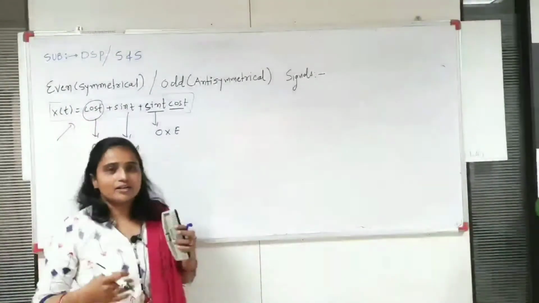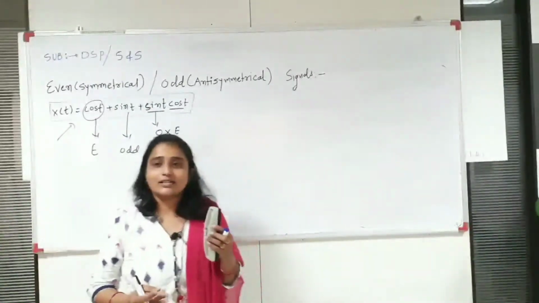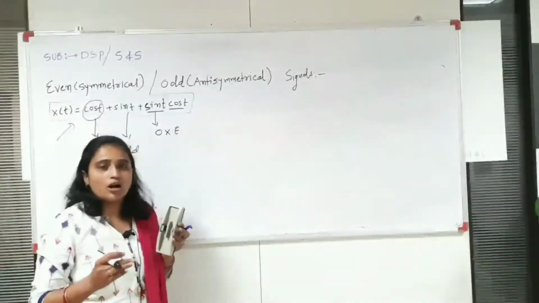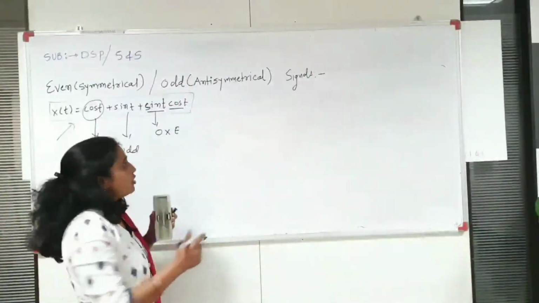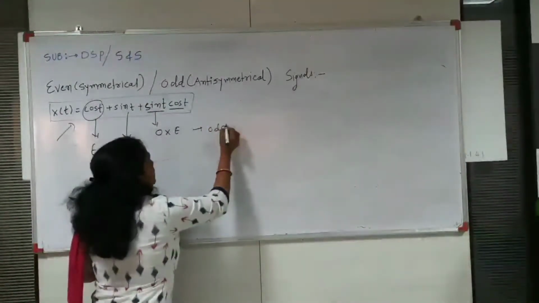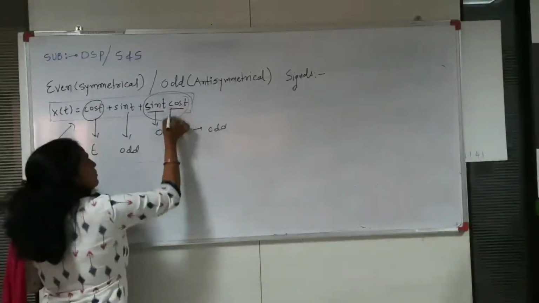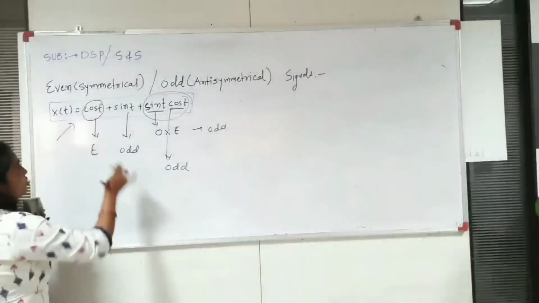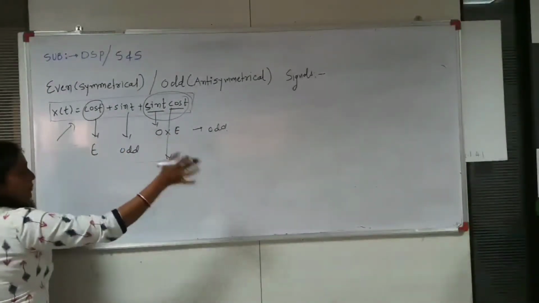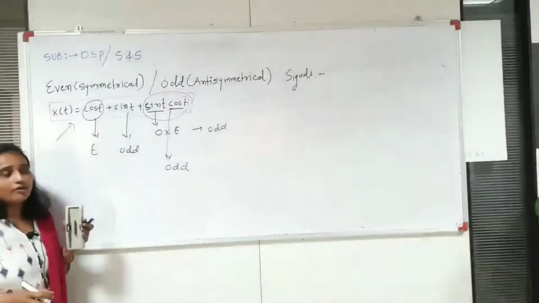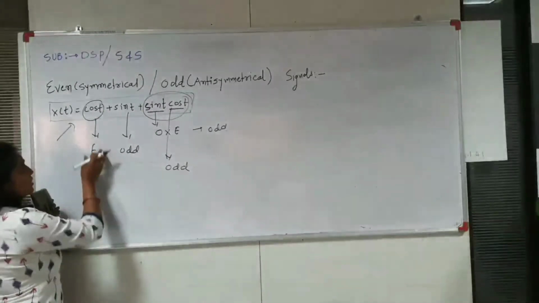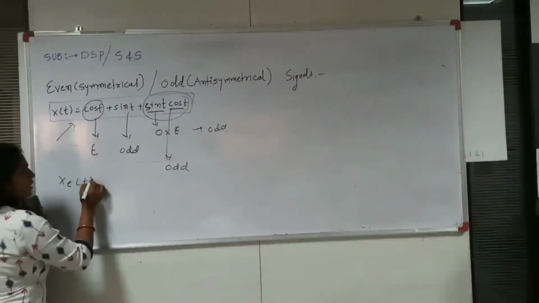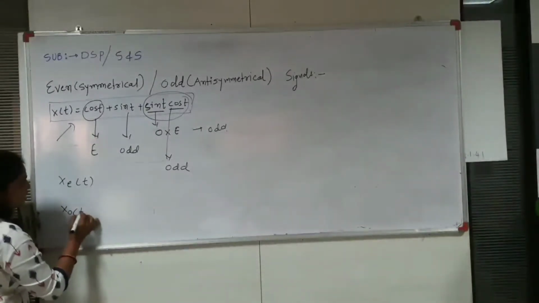Now as already discussed, whenever any signal is the product of an odd and an even signal, then its output, or its combination, is always an odd function. So right now this total function becomes an odd function. From this property we can easily identify which type of function is even and odd. So directly we can write down the even component and odd component by using this property.